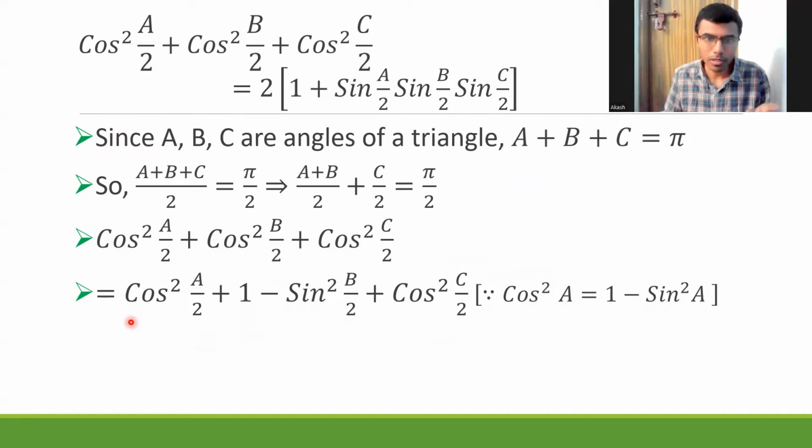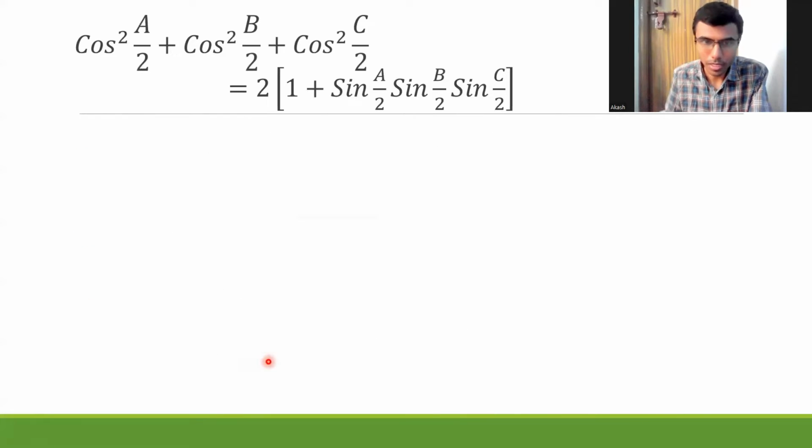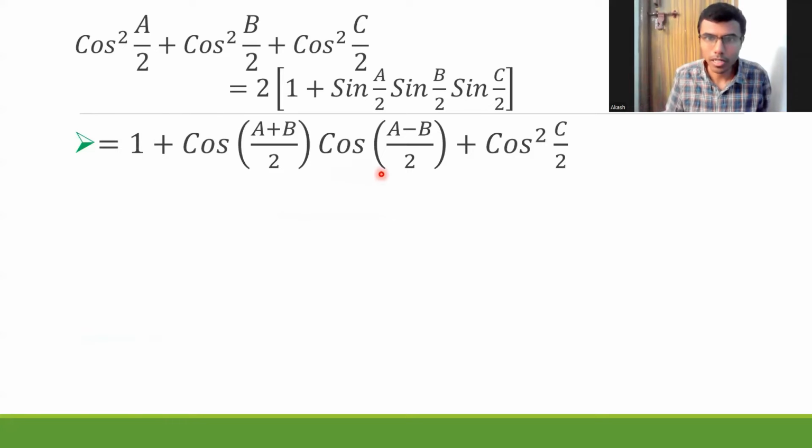Now, let me put this one at the beginning and put these two side by side. Now, cos square A by 2 minus sine square B by 2. This is something of the form cos square A minus sine square B. What is cos square A minus sine square B? Cos of A plus B into cos of A minus B. So this one would be nothing but cos of A by 2 plus B by 2 into cos of A by 2 minus B by 2. So this is what I would be getting.